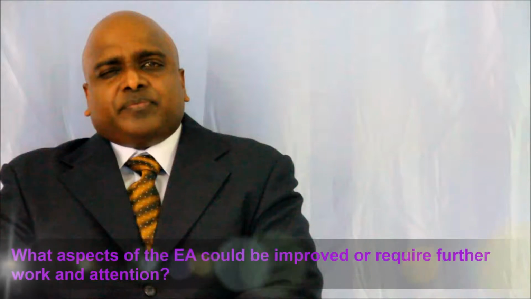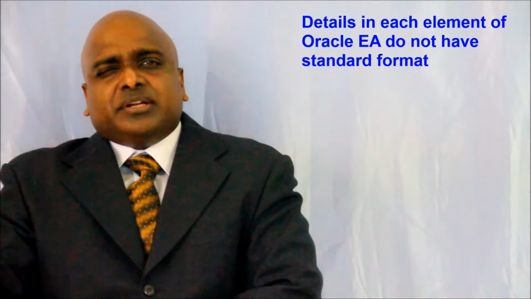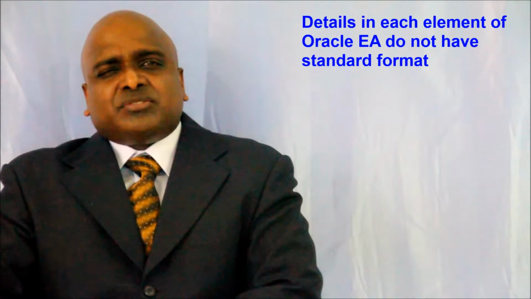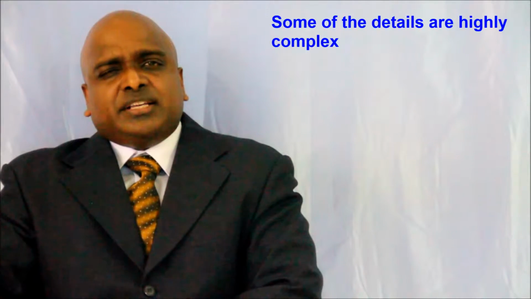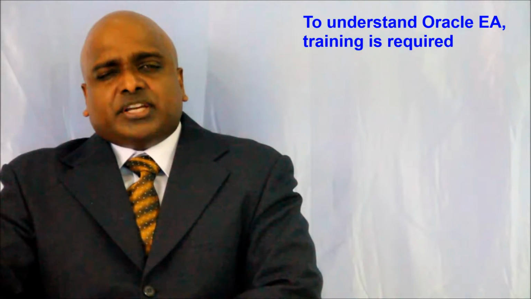Second part of the assignment. Each of these 7 key elements of Oracle EA contains details of its business in many different formats such as information architecture domain, information capability model, business strategy map, principle map, data context diagram, data asset map, etc. The way the details are documented within each element does not have a standard format. Adding to this, some of the details like the capability model of the information architecture domain are highly complex. Hence, to comprehend the entire details of the Oracle EA, one has to be trained in it.